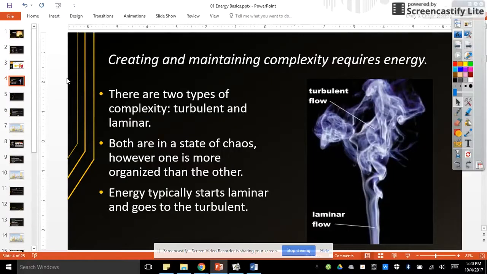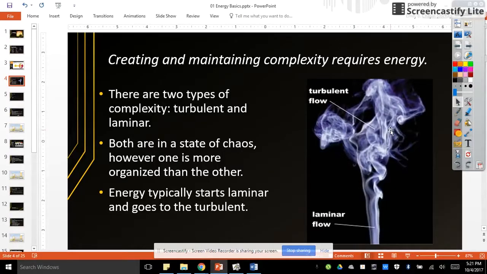When we're thinking about systems, all of our systems are going to have some sort of complexity, and maintaining this complexity is going to require energy. There are two different types of complexity, laminar and turbulent. If you think of a match that you light on fire and then blow out, you'll have your laminar flow at first and then your turbulent flow. That is the energy going from less complex to more complex, so less chaotic to more chaotic.